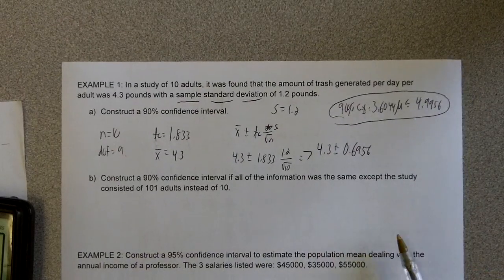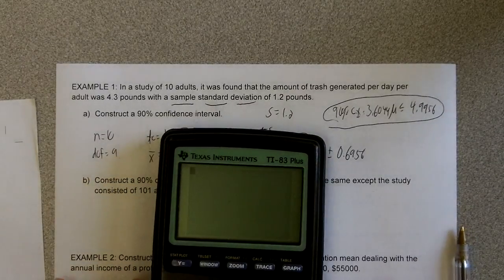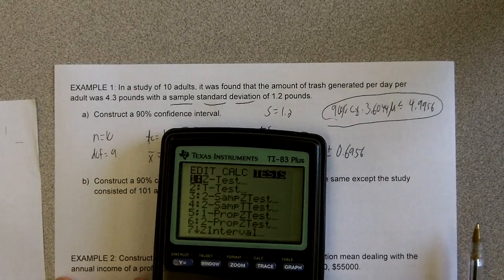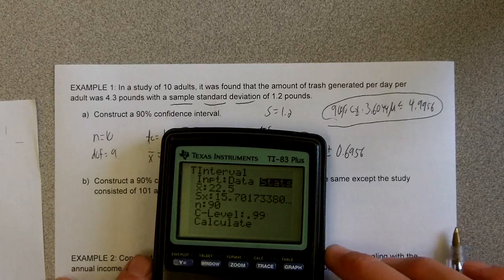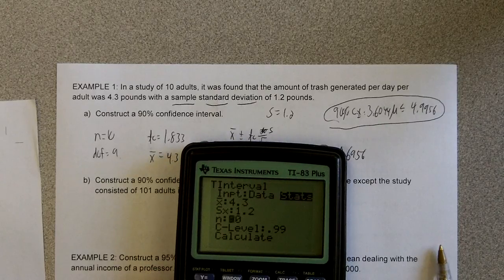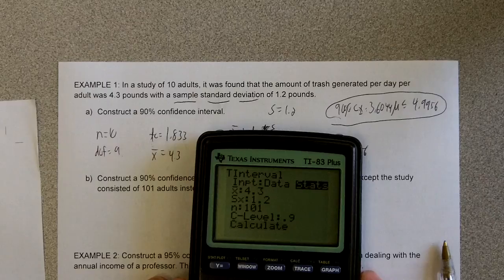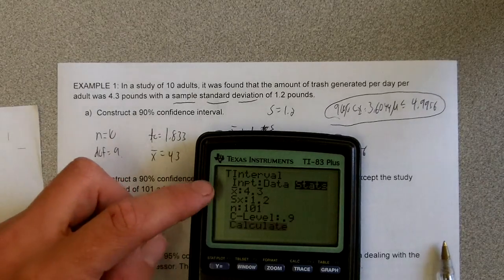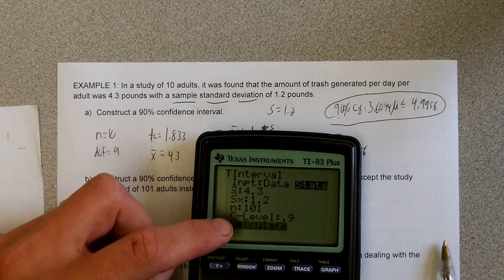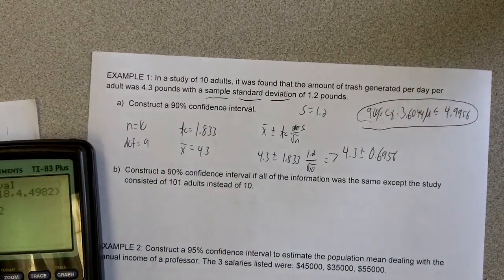Okay, so for letter B, let's just fall back to our calculator and go through some of this. Again, if you hit your stat button, go over to test, and then down to option number 8. Enter all the important information: sample mean was 4.3, sample standard deviation was 1.2, n in this case was 101, and level of confidence must always be expressed as a decimal, so that's going to be 0.9. Give that a minute to think.